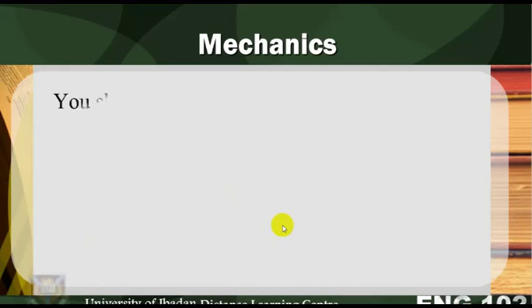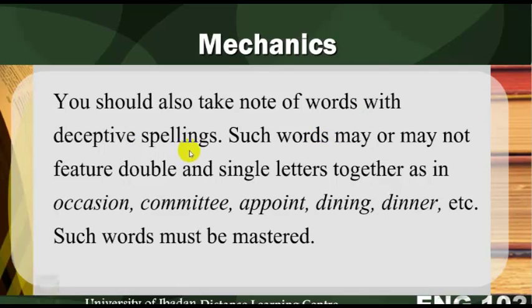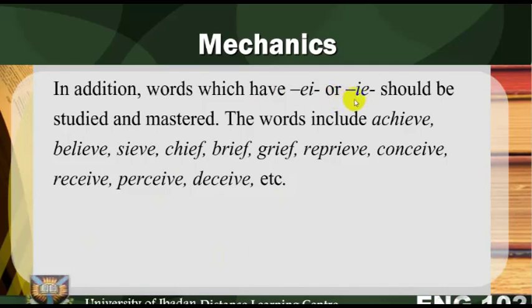You should also take note of words with deceptive spellings. Such words may or may not feature double and single letters together, as in occasion, committee, appoint, dining, dinner, etc. Such words must be mastered. In addition, words which have EI or IE should be studied and mastered. The words include achieve, believe, sieve, chief, brief, grief, reprieve, conceive, receive, perceive, deceive, etc.